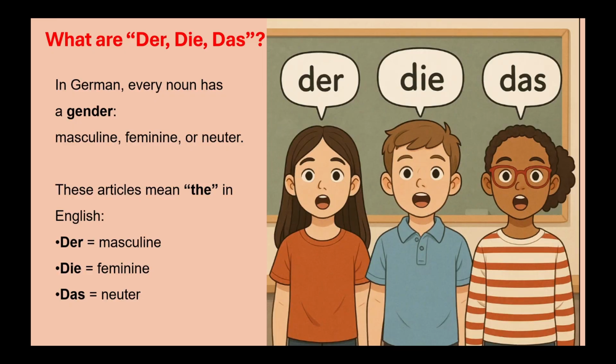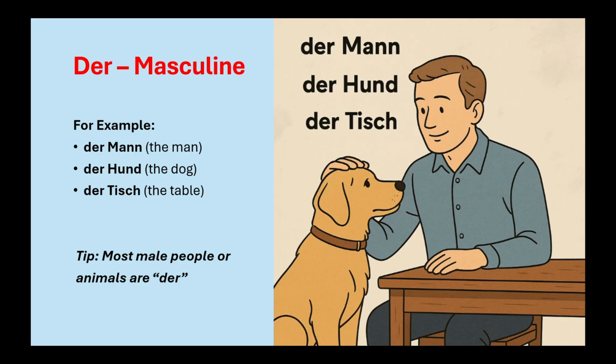Today we're understanding der, die, das. What are der, die, das? In German, every noun has a gender: masculine, feminine, or neuter. These articles mean "the" in English: der, masculine; die, feminine; das, neuter.